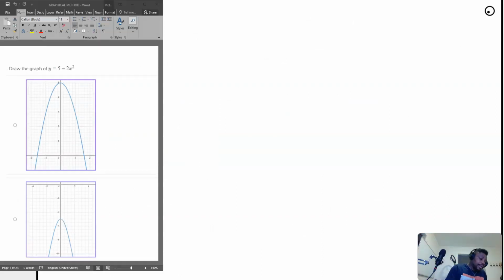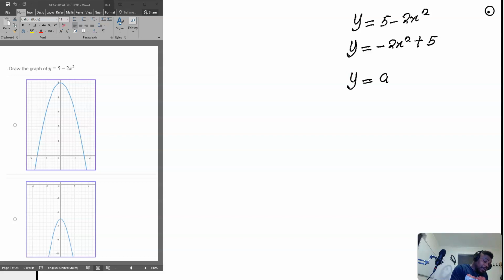Now, let's look at this question. It says, draw the graph of y is equal to 5 minus 2x squared. Let us rearrange this. This will be minus 2x squared plus 5. Now, if you recall, I've given you a condition for this before. Our a is minus 2, our c is 5. When you have this condition, you can see our a is less than 0, because it's minus 2.